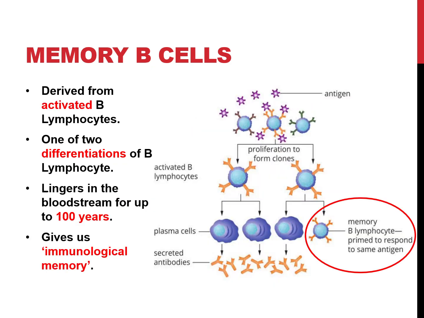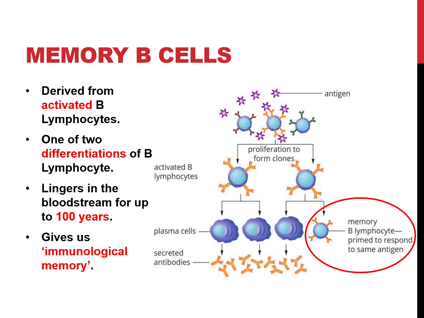The other differentiation of the B cell is the memory B cell. So derived from activated B lymphocytes, one of the two differentiations lingers in the bloodstream for up to 100 years, and it remembers that particular pathogen and the antigens found in them. So really, that's what we call the immunological memory, and that is super important.